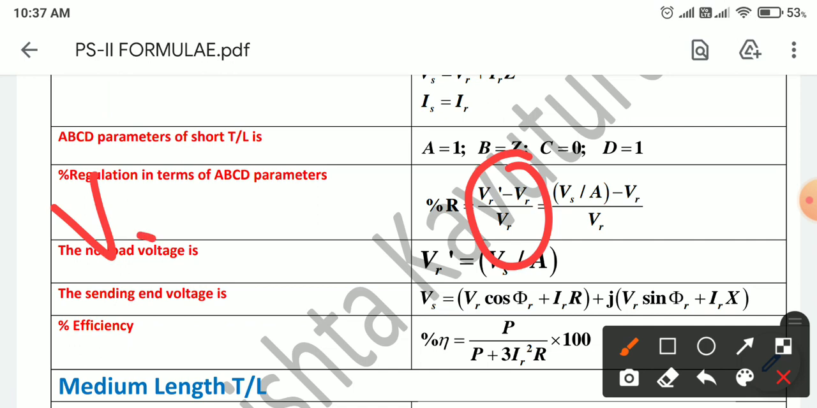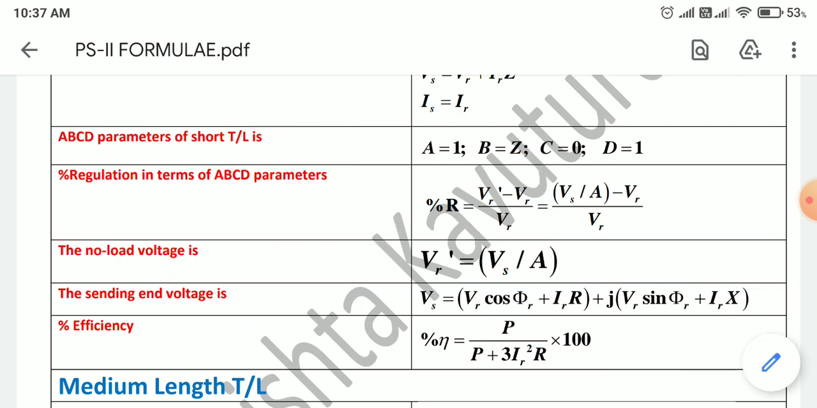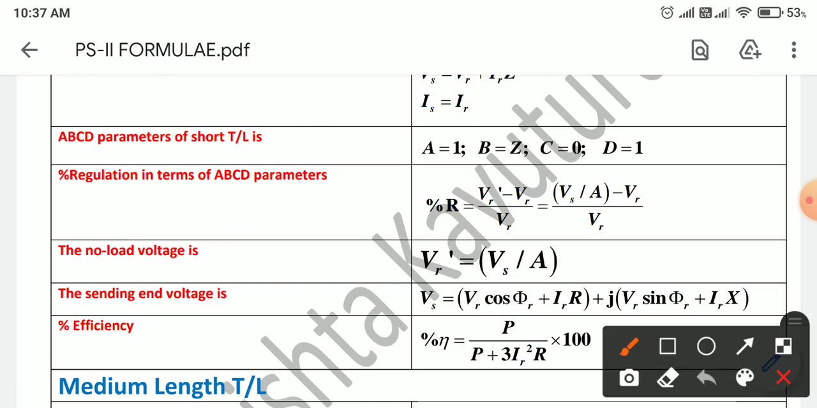Where VR' is the no load voltage, which can be given by the formula Vs by A. So Vs by A is the no load voltage for the no load condition. VR is the full load voltage, which can be calculated using this formula. So for percentage regulation, the no load voltage is given by Vs by A.